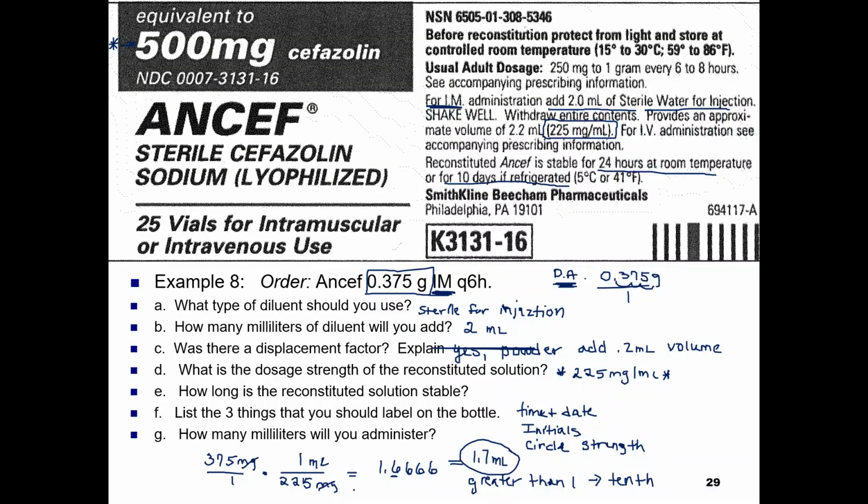So in this problem, we really had to read the fine print because it needed to be reconstituted. So 2 key things when we're reconstituting is how much do you have to add in, and we have that in Part B, 2 milliliters, and then what is the strength, because we use the strength to do the math.